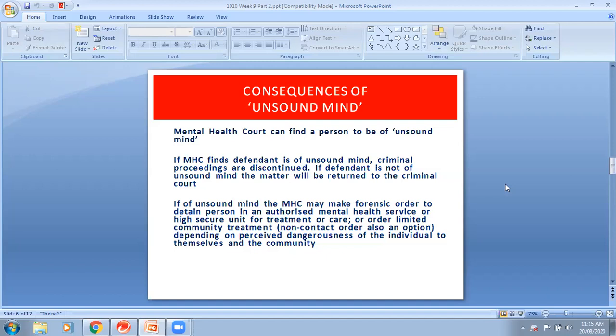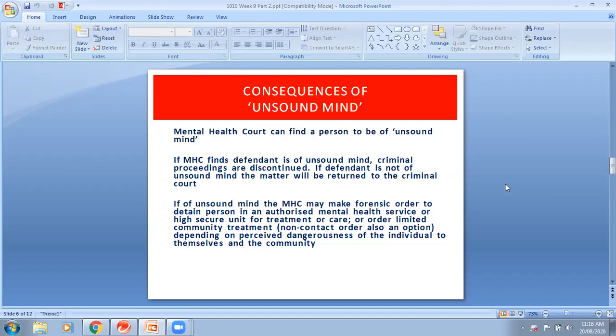So if it goes to the mental health court and they're not found to be of unsound mind, the matter will be referred back to the Supreme Court or the Magistrates Court to be dealt with in the normal procedure that happens there. If they are found of unsound mind, the mental health court can make a forensic order to detain them for treatment or care. Now, they can be detained in a highly secure unit for a very, very long time. So when you hear people saying, oh yeah, I bet they're going to go for the insanity plea so they get off, if they are found to not be understanding what they did, the actual punishment can be very, very severe because they can be locked up for a very, very long time.